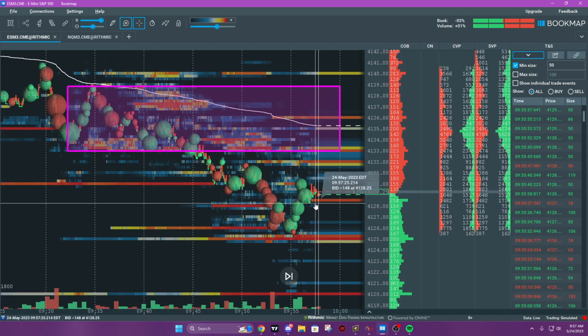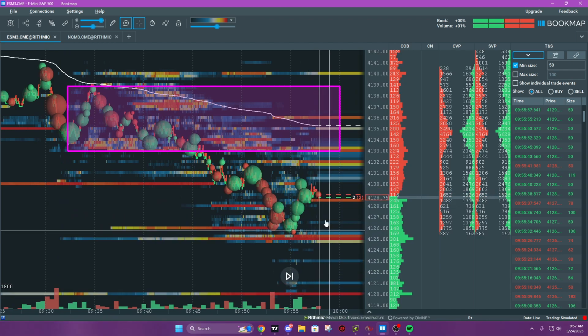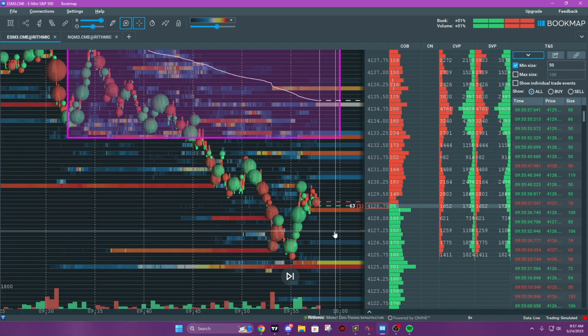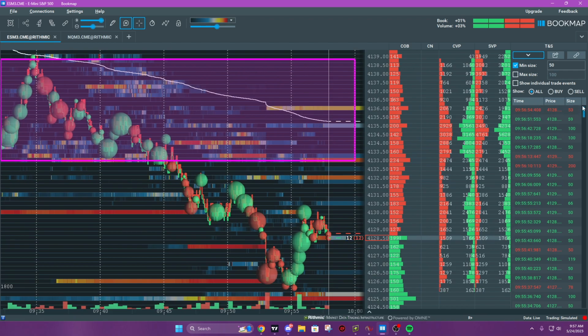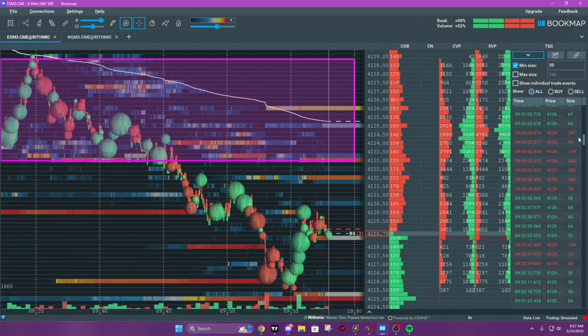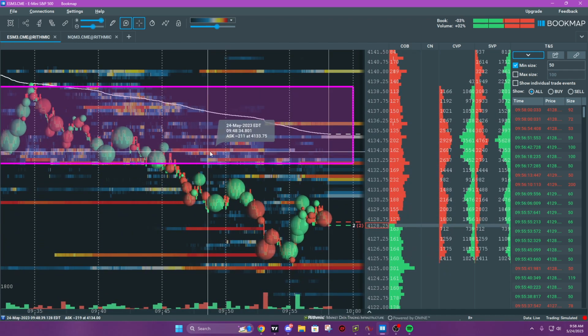Pretty big orders coming back in. 41.25, 41.20. Gotta watch out for these here. There's a lot more buying on time and sales besides this dump here, but gotta watch these here.